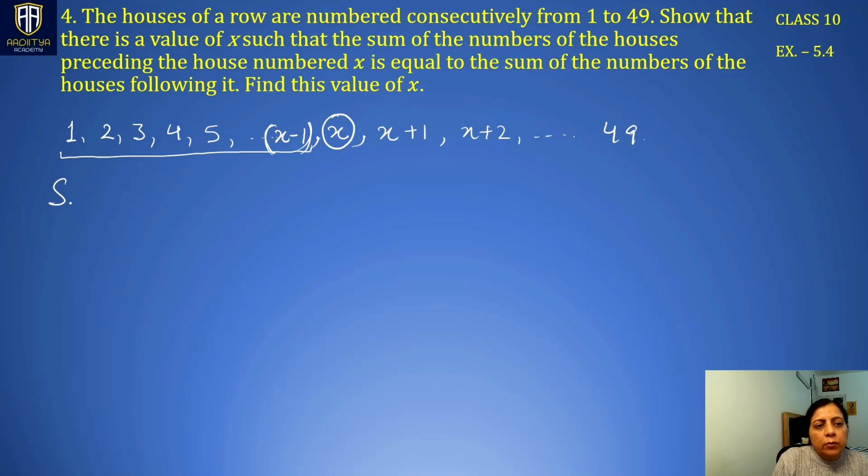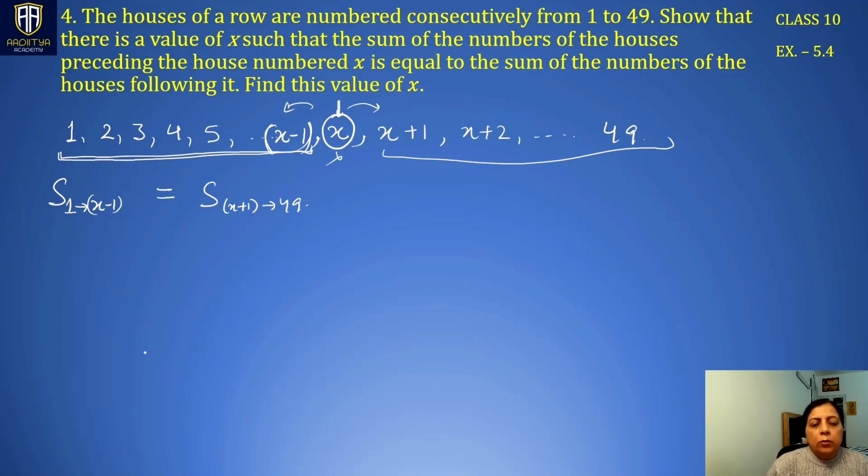So sum from 1 to x minus 1 is equal to the sum of the numbers of the houses following it. That means x is neither included in the previous sum nor in the next sum. So leave this aside. That means the sum of these terms is equal to the sum of the rest of the terms. That means sum from 1 to x minus 1 is equal to sum from x plus 1 to 49.